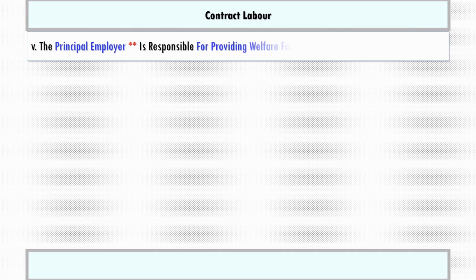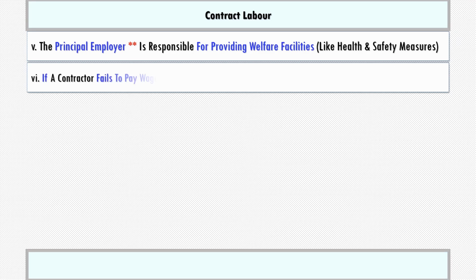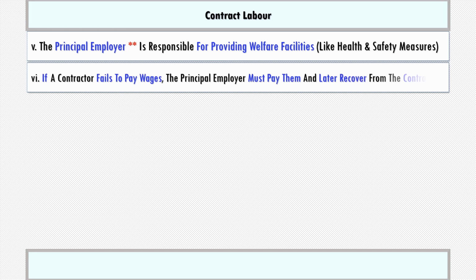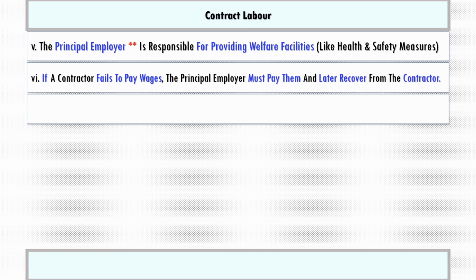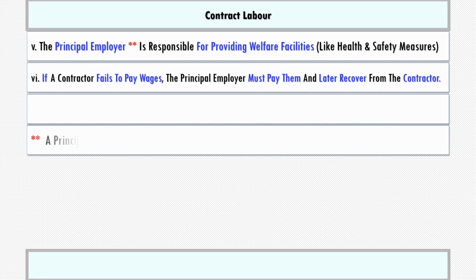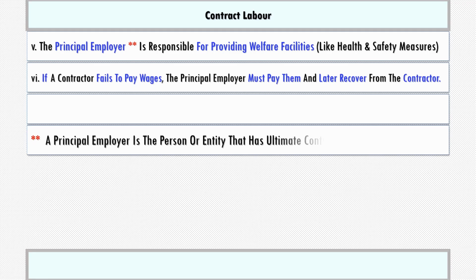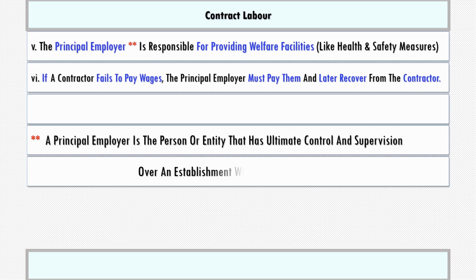The principal employer is responsible for providing welfare facilities like health and safety measures. If a contractor fails to pay wages, the principal employer must pay them and later recover from the contractor. Incidentally, a principal employer is the person or entity that has ultimate control and supervision over an establishment where the contract labor is engaged.